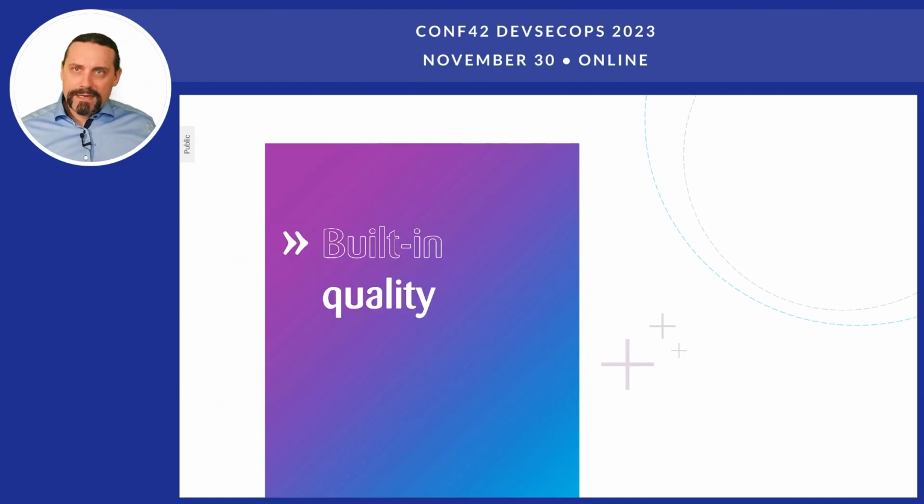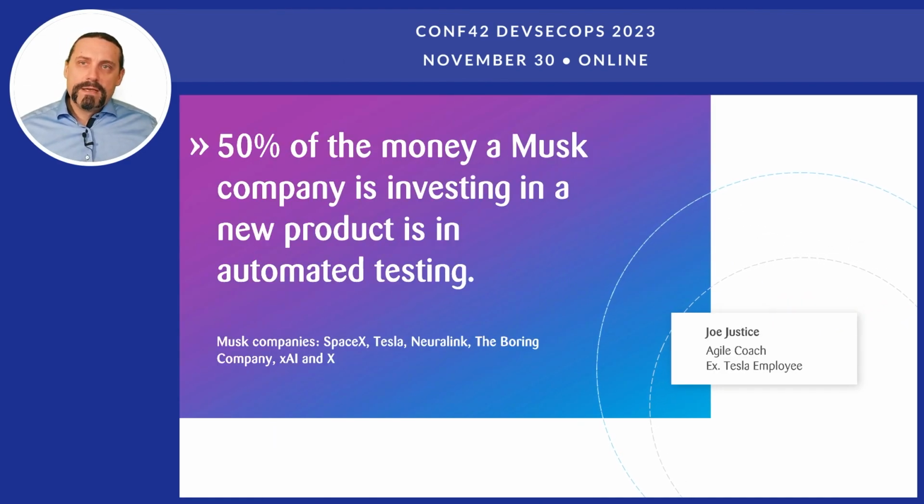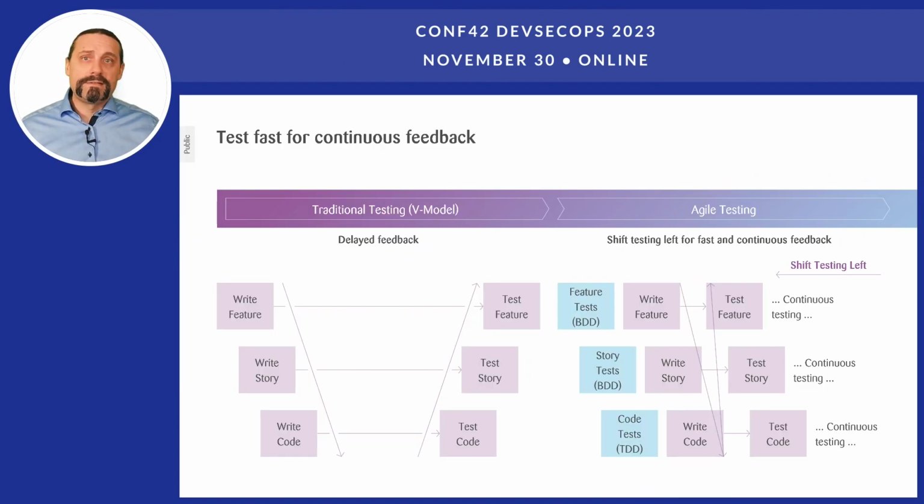So the first thing I want to dive a little bit deeper into is built-in quality, because that is essential for architecting for continuous delivery. When you look at the Musk companies like SpaceX, Tesla, Neuralink, the Boring Company, Elon Musk is investing into the new products, and 50% of that invested money goes into automated testing, because only with automated testing you can deliver that fast innovation to the market. And this is quite a high number. I'm pretty sure that the numbers in your company are much lower than these 50%.